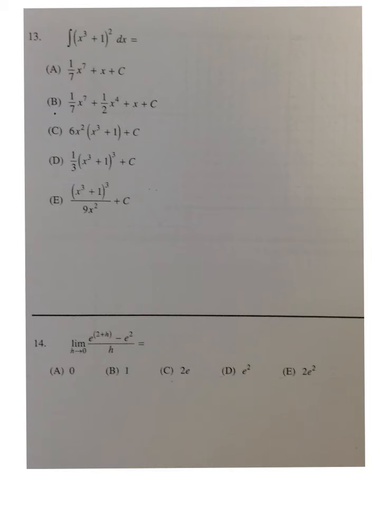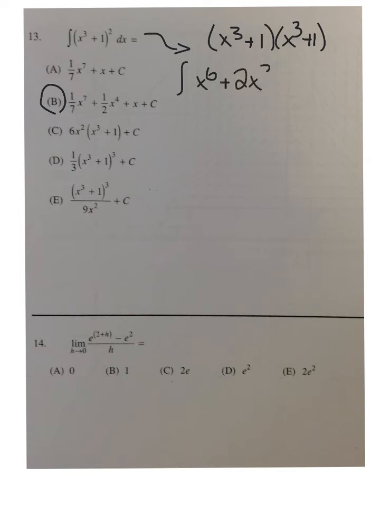All right, 13, the answer choice is B. I would just double distribute x cubed plus 1 times x cubed plus 1. When you do that, you're going to get x to the 6th plus 2x cubed plus 1 dx, and then you're just going to integrate that.